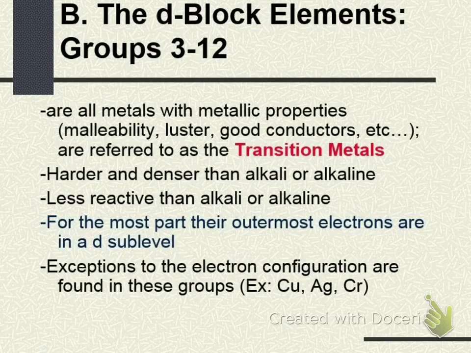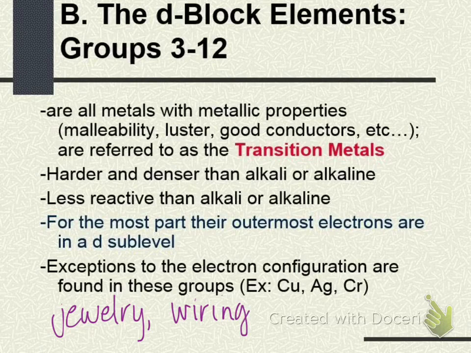Now, this is the whole block from 3 to 12, unlike groups 1 and 2, who each had their own name. This is the whole block. And these are very, very dense metals. These are the ones that are used in things like jewelry and wiring, because they're harder and denser and less reactive. As a matter of fact, some of them are so unreactive that those are the ones we tend to use in jewelry, like gold, silver, platinum, palladium, because they don't react with many things.